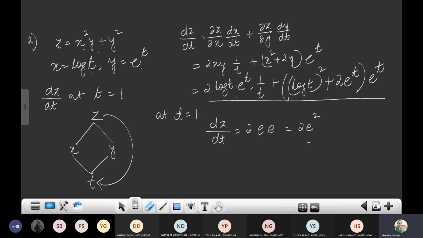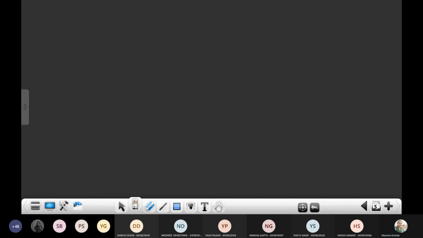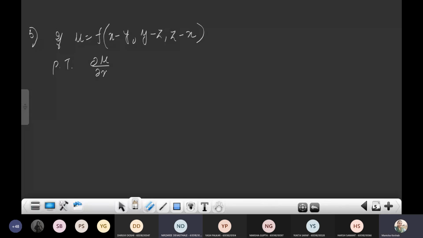Okay, next we want to consider, if u is equal to f of x minus y, y minus z, and z minus x, then prove that del u del x plus del u del y plus del u del z is equal to 0. Okay.